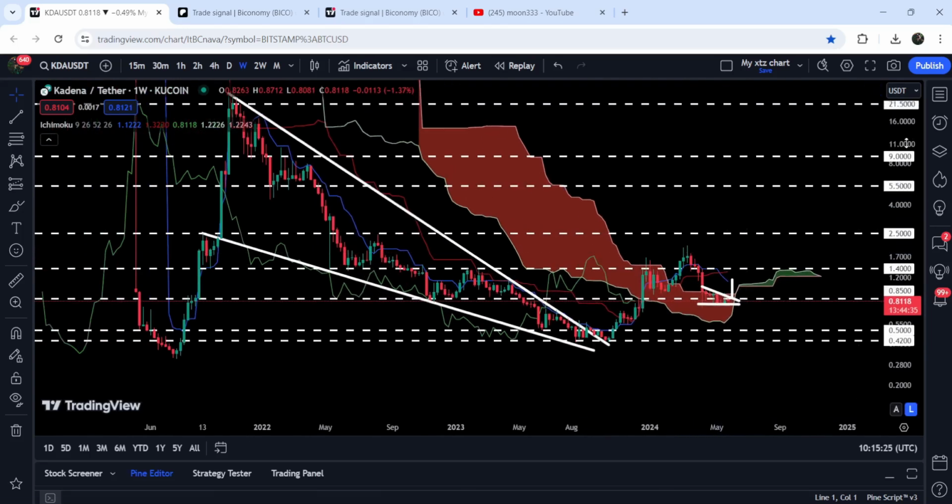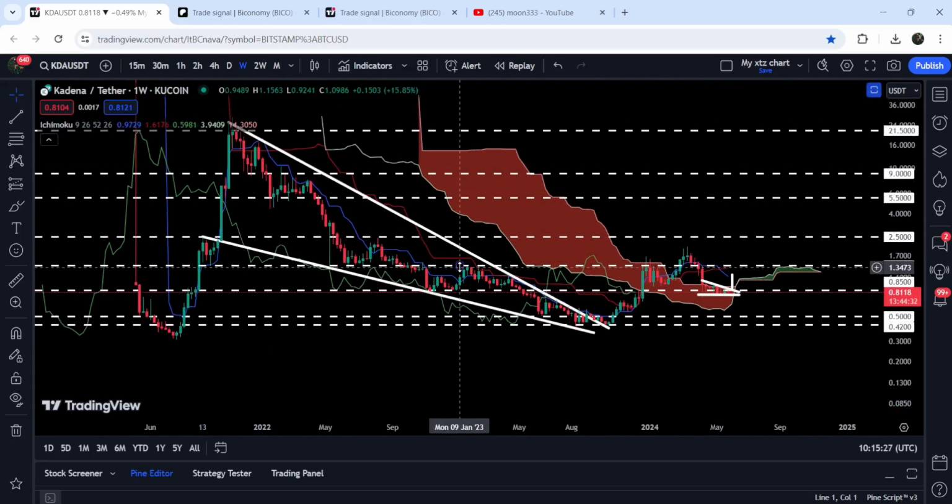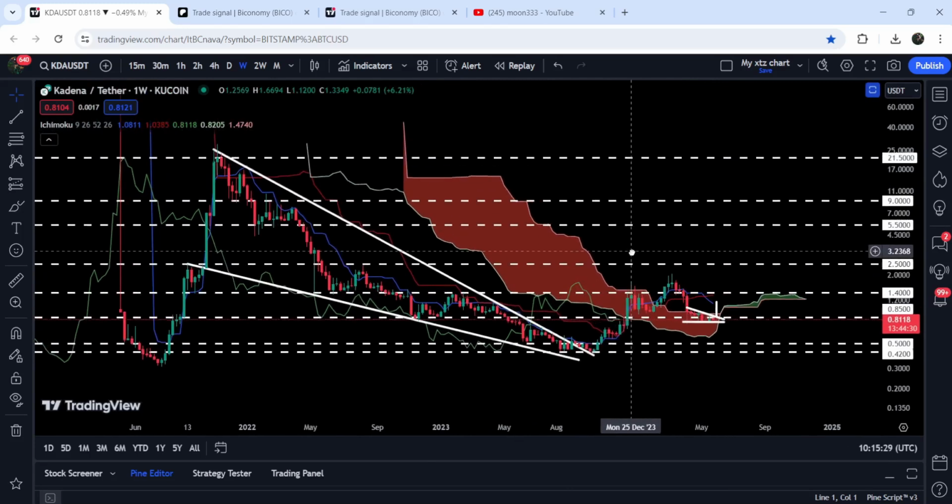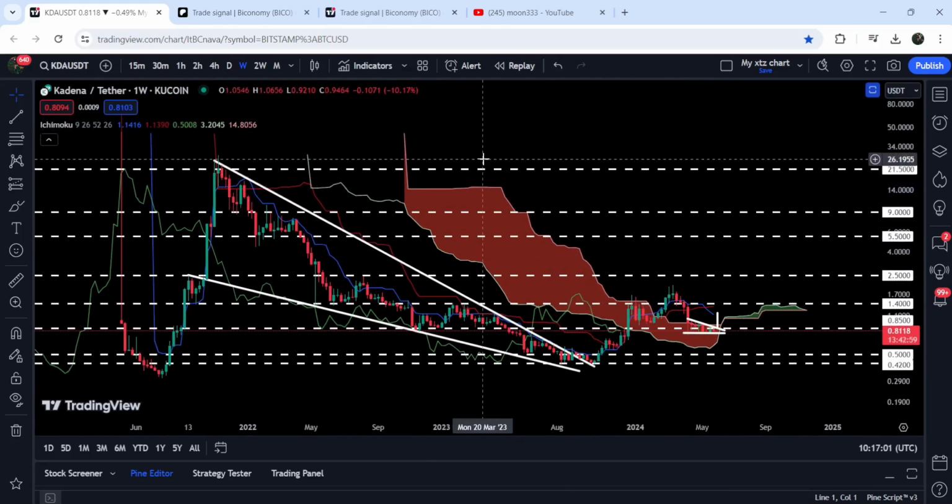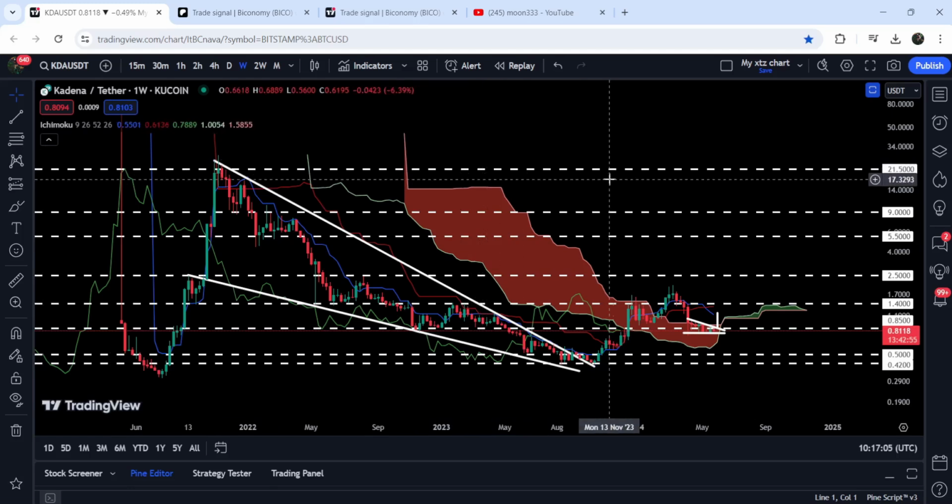Now, if we take a look at the final target for this very massive breakout from this big falling wedge pattern, that move is still due. And that target can be here at the top of the wedge. That will be between $25 to $30. So this was the update so far.